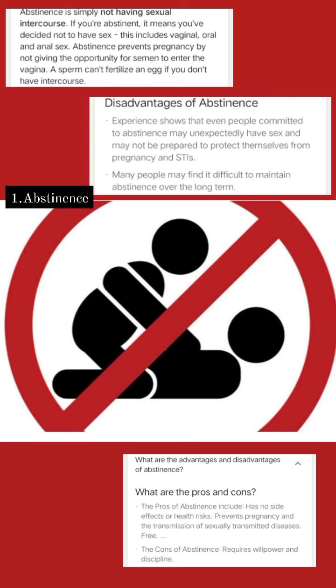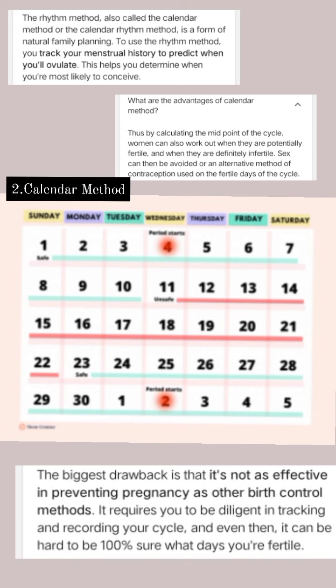What are the advantages and disadvantages of abstinence? The pros of abstinence include: it has no side effect or health risk, and it prevents pregnancy and the transmission of sexually transmitted diseases. Experience showed that even people committed to abstinence may unexpectedly have sex and may not be prepared to protect themselves from pregnancy. Second, calendar method.